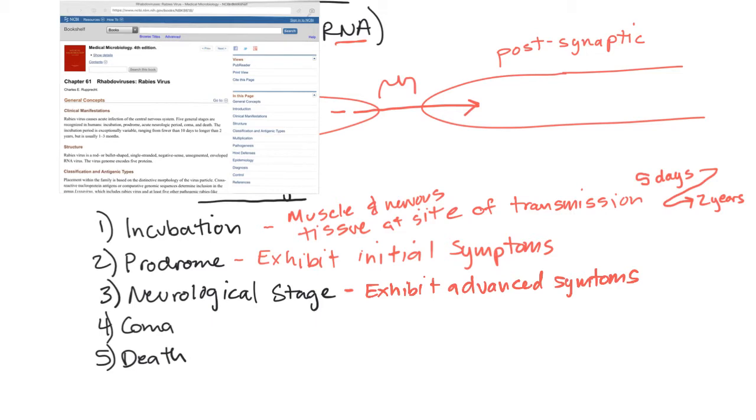So if you get bit and you don't know if this animal has rabies, you get the shot and won't have any side effects? More than likely, yes.